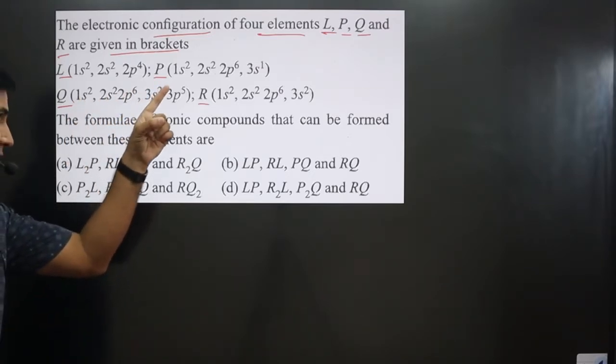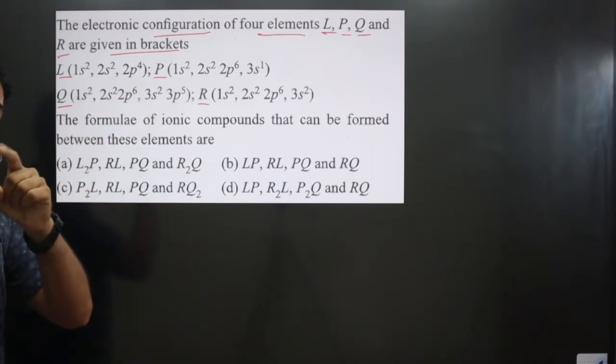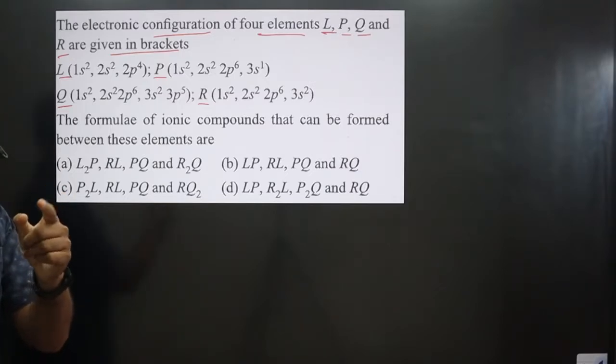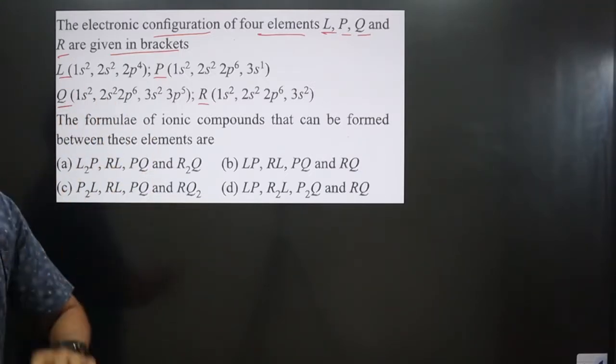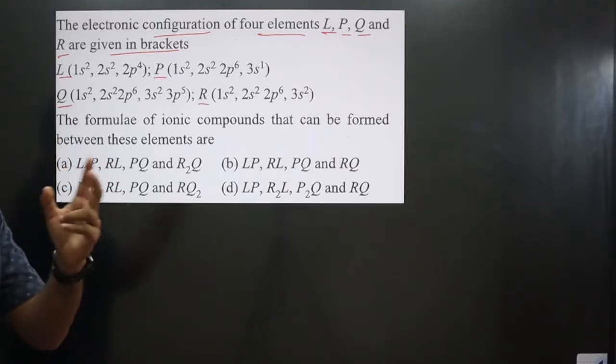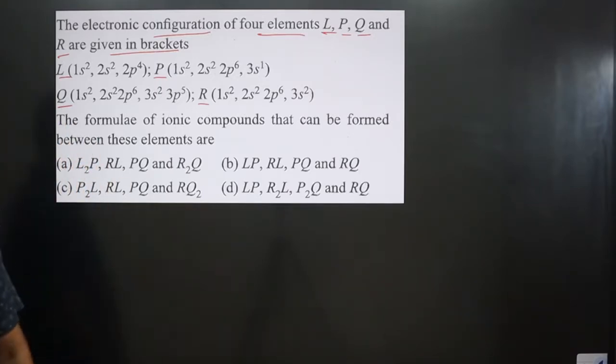So you can see electronic configuration is given here. From here we can get the valence electrons. From the valence electrons we can decide their charge, whether they have a positive charge or a negative charge. And once we know the charge, we can balance their charge and form the compound.